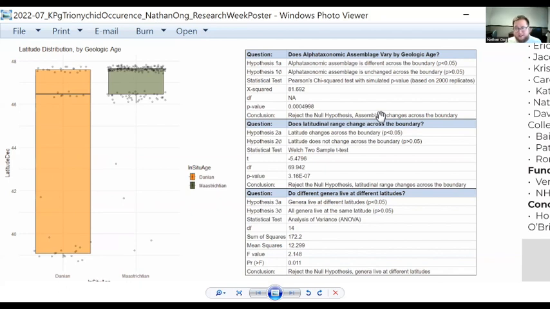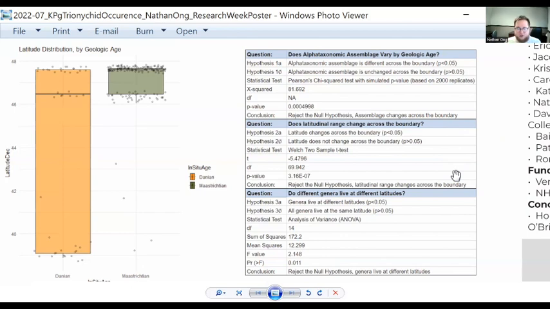But either way, with the data that we have, it pulled up a statistically significant result, which means that we reject the null hypothesis, and the assemblage is in fact statistically significantly different across the boundary. For the second question, we want to know, does the latitude range change across the boundary? Again, to a statistically significant result. We can sort of see this graphically, but let's test it statistically.